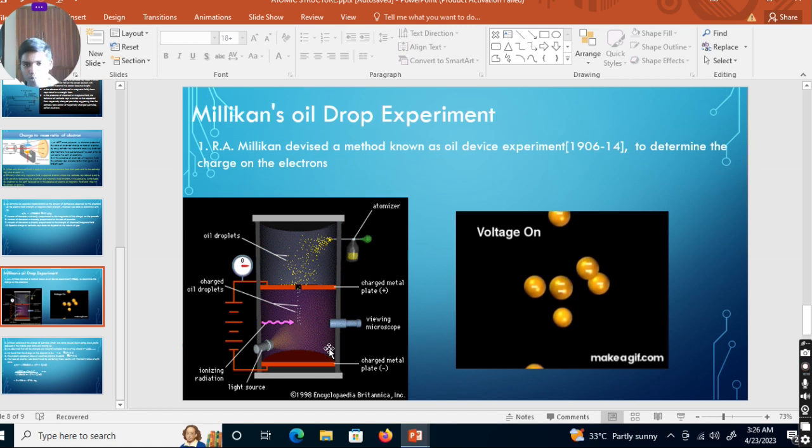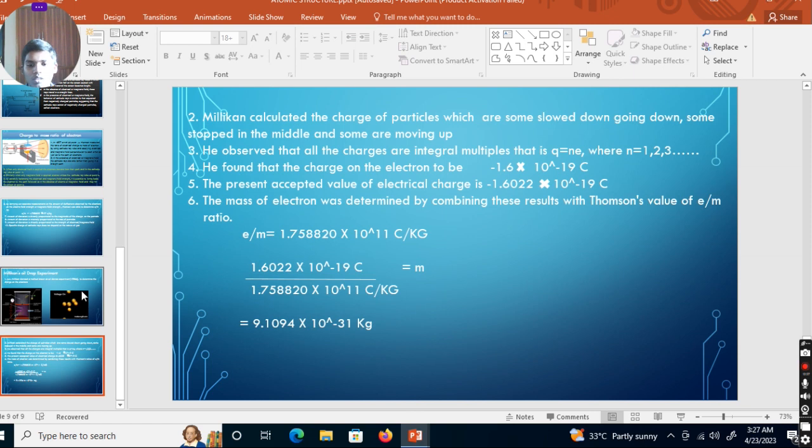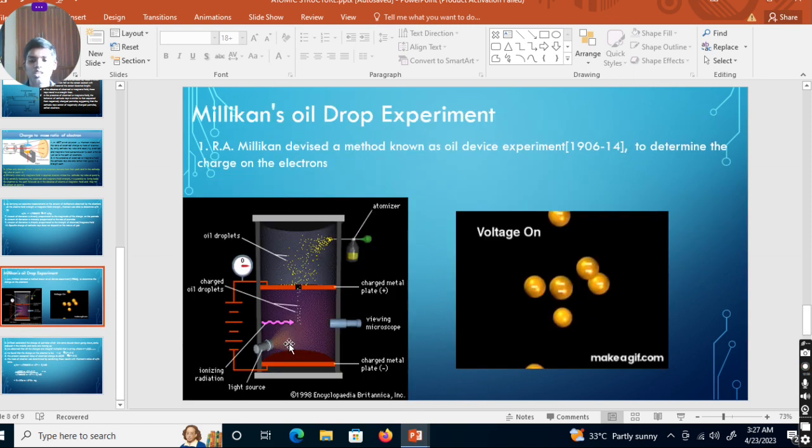What happens? The gravity pulls these oil droplets down. We know that gravity pulls the oil droplets towards the negative plate. Now, while we have connected the voltage here, through the ionizing radiation we have sent some X-rays, right? The X-rays collide with the oil particles. While colliding with oil particles, the oil particles become slowed down.